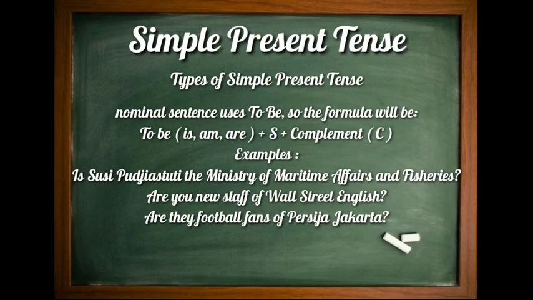If the sentence is a nominal sentence that does not use a verb, but instead uses to be, then do not use the word do or does. So that's why the formula will be to be (is, am, are) plus subject plus complement. And here are examples of the sentence, such as: Is Susi Pujiastuti the Minister of Maritime Affairs and Fisheries?